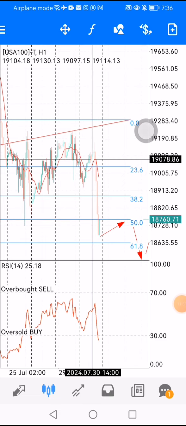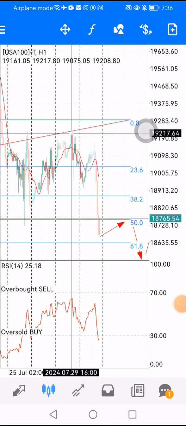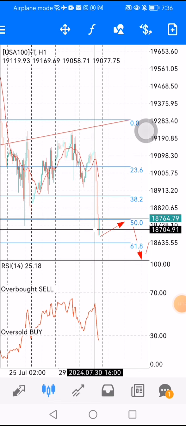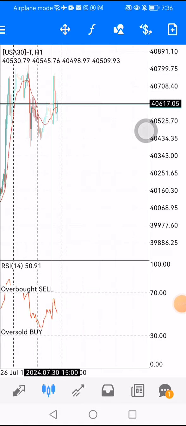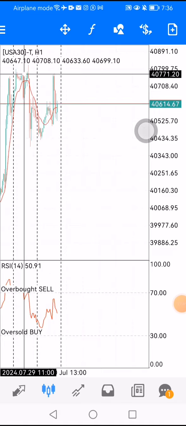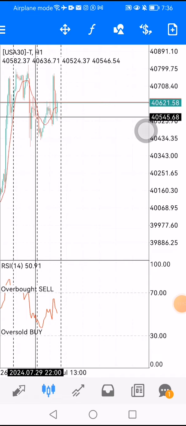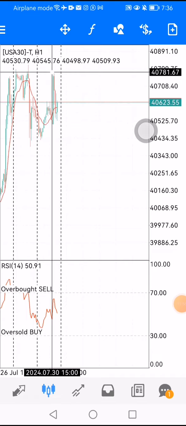It failed to take out that high. After failing to take out that high, what happens? It crashes, right? And then we go to the Dow Jones. Same thing, price failed to, so this is more like a double top or triple top. Boom, came down, boom, then came back, pushed up. Now it's pushing up. You can see it was selling.